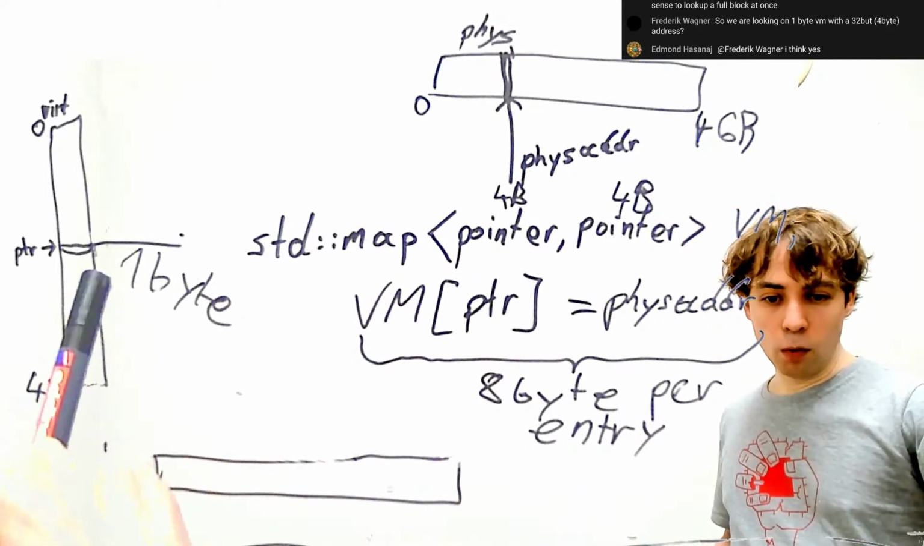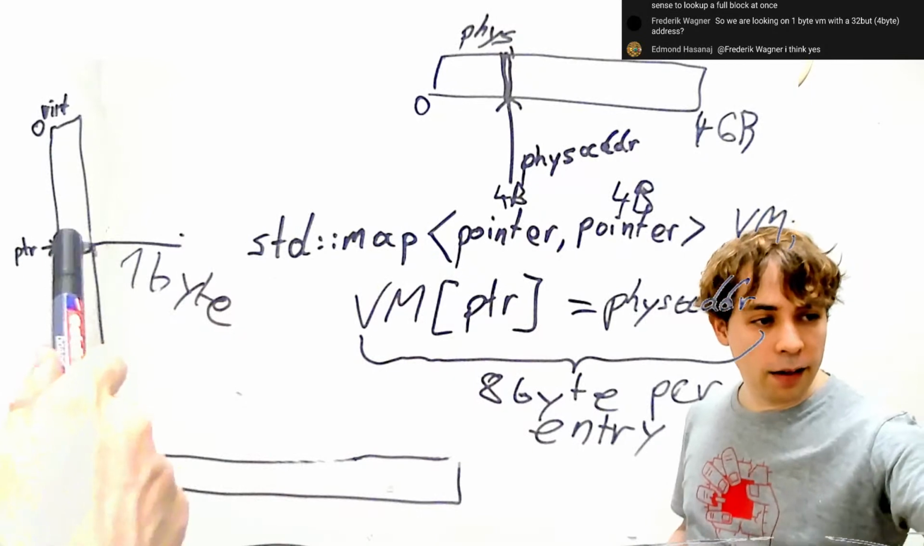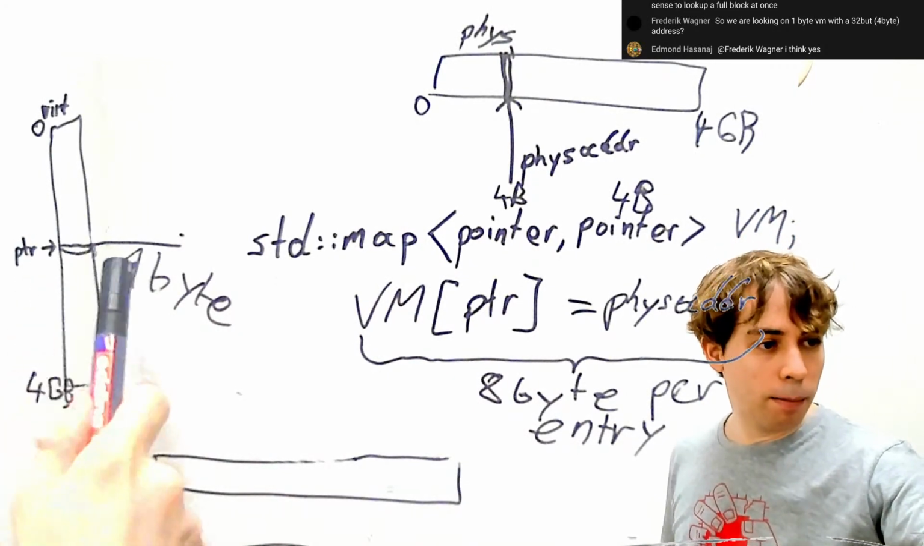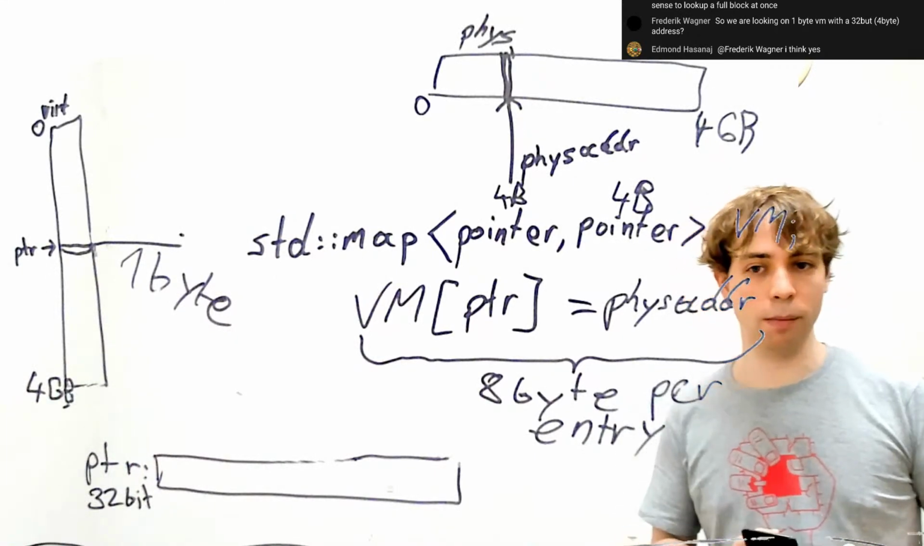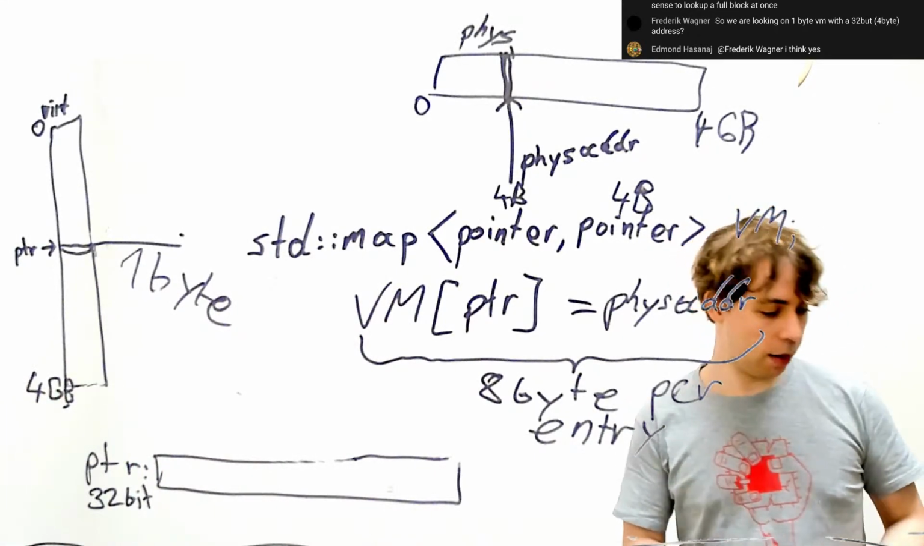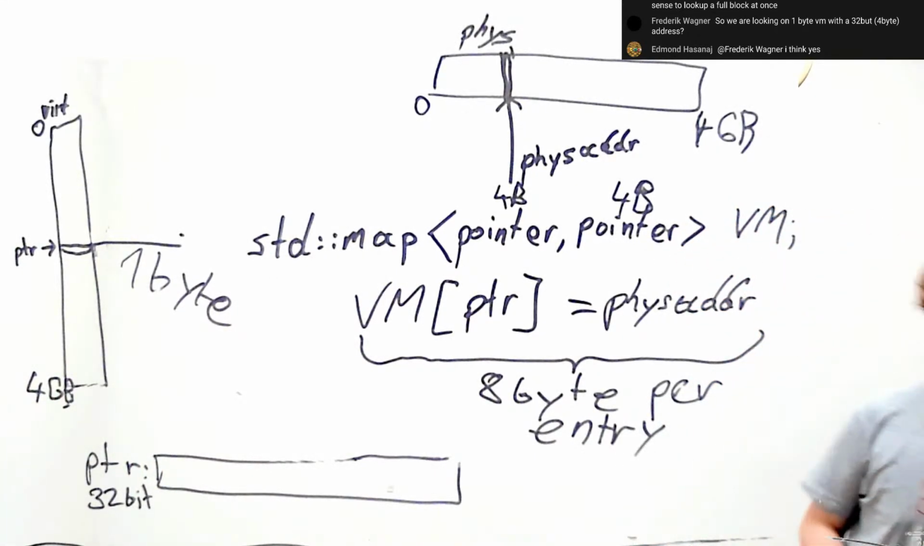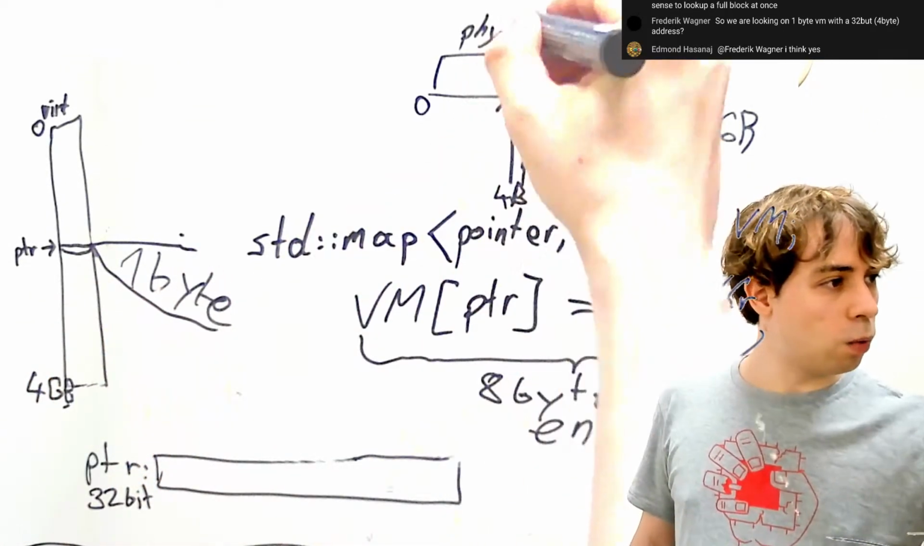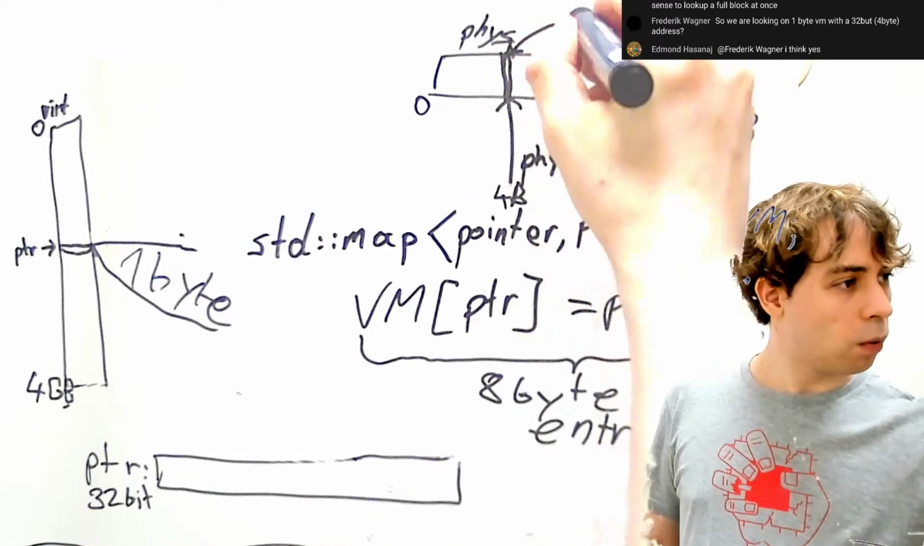What does the 1 byte mean? We are accessing a single byte here. We care about the case where we want to access 1 byte here in the virtual memory. So this is the case that we are currently looking at. 1 byte here translates to 1 byte here. This is also 1 byte.